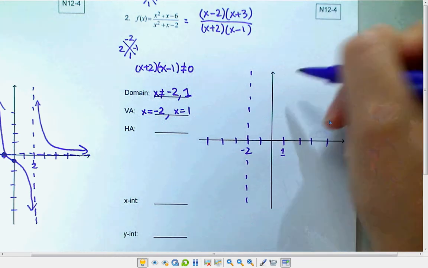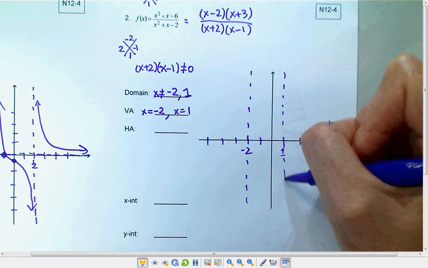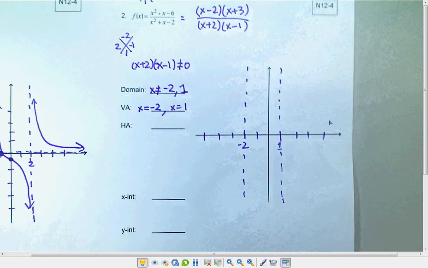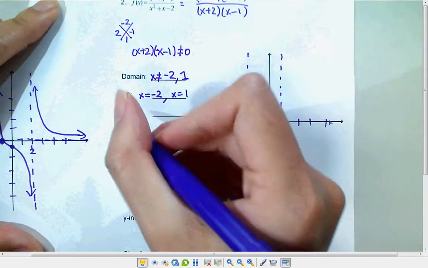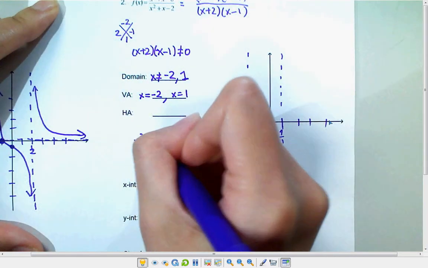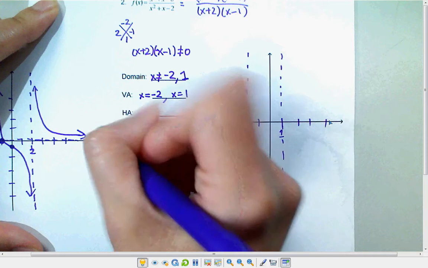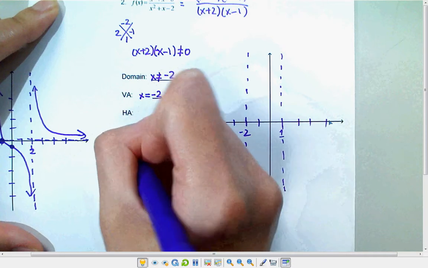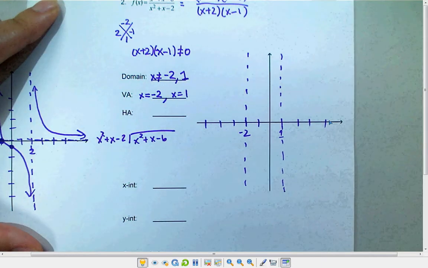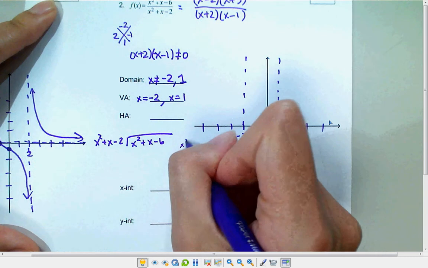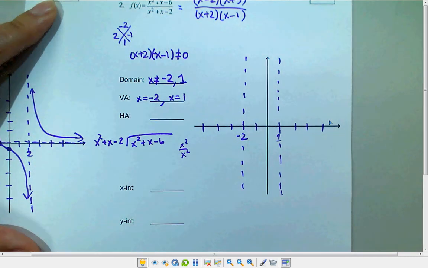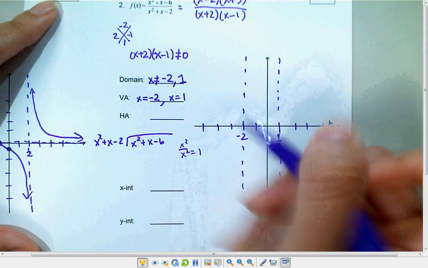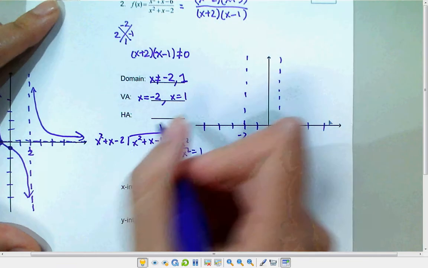And then 1 are my vertical asymptotes. For my horizontal asymptote, I'm now going to divide. So x squared plus x minus 6 divided by x squared plus x minus 2. First term divided by first term, x squared divided by x squared. A number divided by itself is just 1. So 1 goes on top.